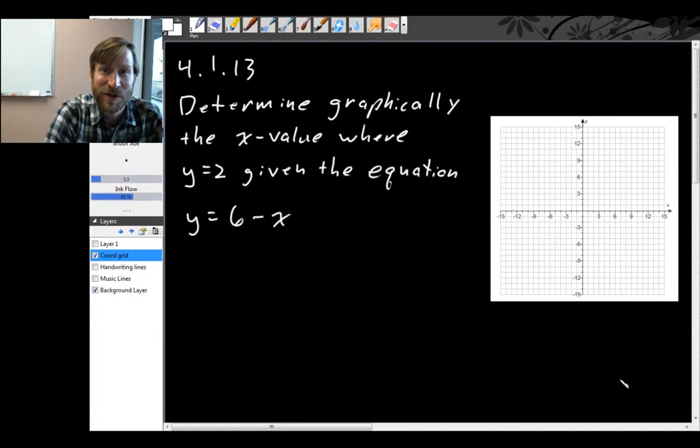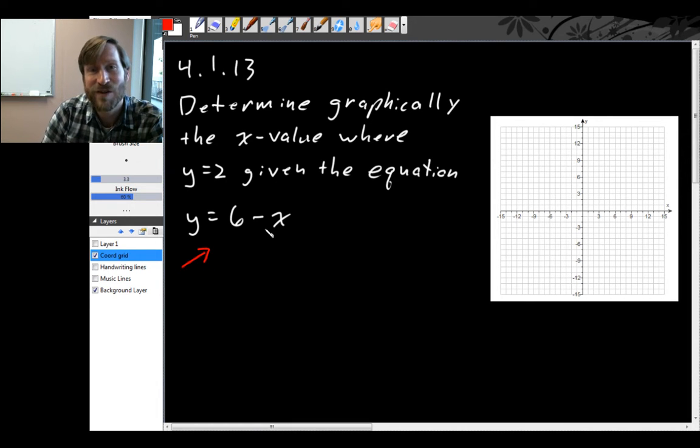Here's a solution to problem 4.1.13 from Rockswold's algebra. We're supposed to determine graphically the x value where y is 2, given the equation y equals 6 minus x. This equation, y equals 6 minus x, is a linear equation, so let's graph it.